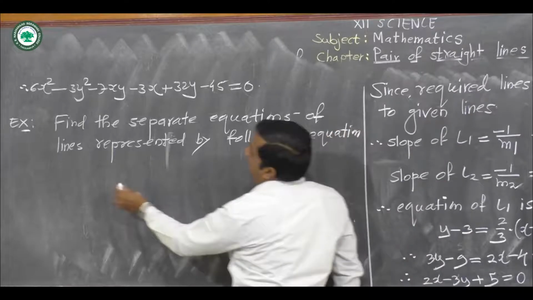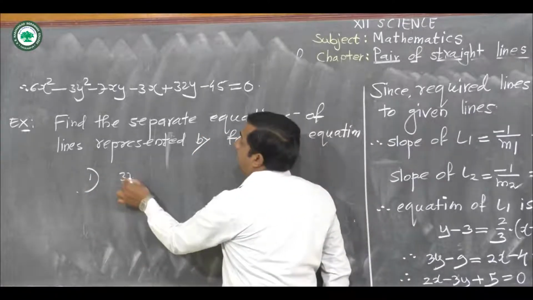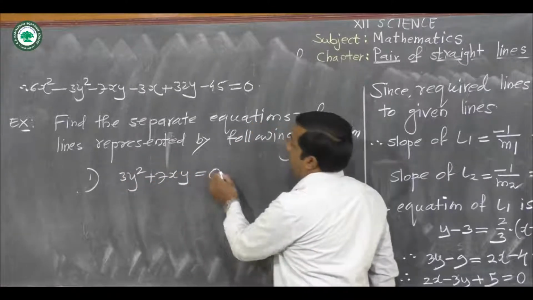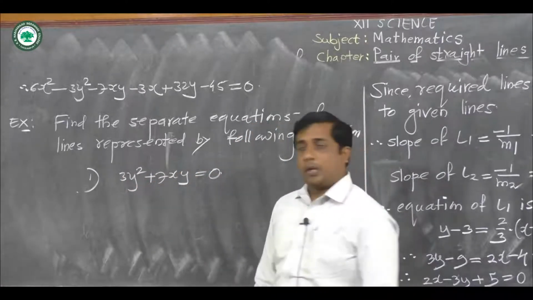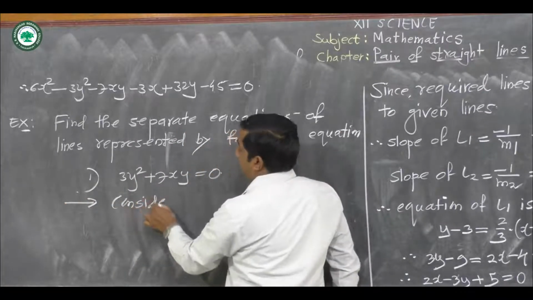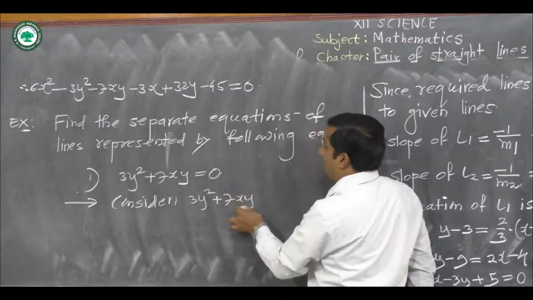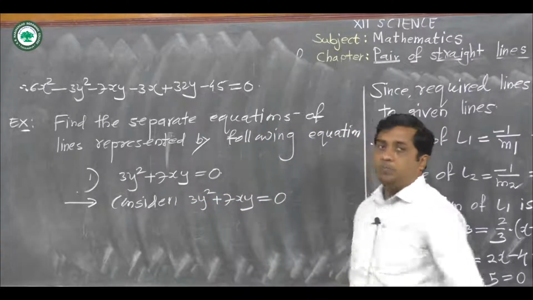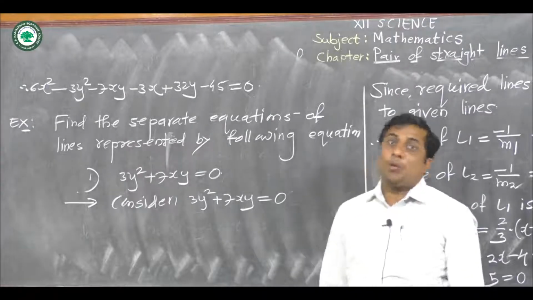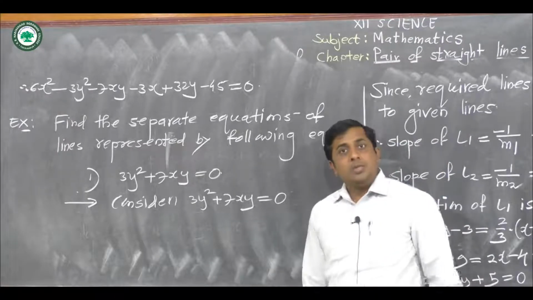Let's go with the first one. Here the first is given: 3y square plus 7xy is equal to 0. Consider this equation again. Here the combined equation is given, and we have to find its separate equations, that is u is equal to 0 and v is equal to 0.